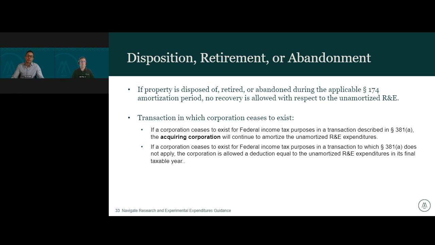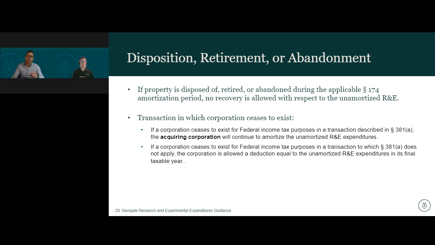The notice addressed some of the more common transactions. And so I think what they did was kind of simplified it. I don't think it covers every type of scenario, but scenario one, if a taxpayer disposes of, retires, or abandons their SRE property during the amortization period, then the taxpayer will just continue to amortize those expenses over the remainder of the amortization period. That's true even if the taxpayer ends up selling the property at a loss. There's no adjustment to basis or anything like that.